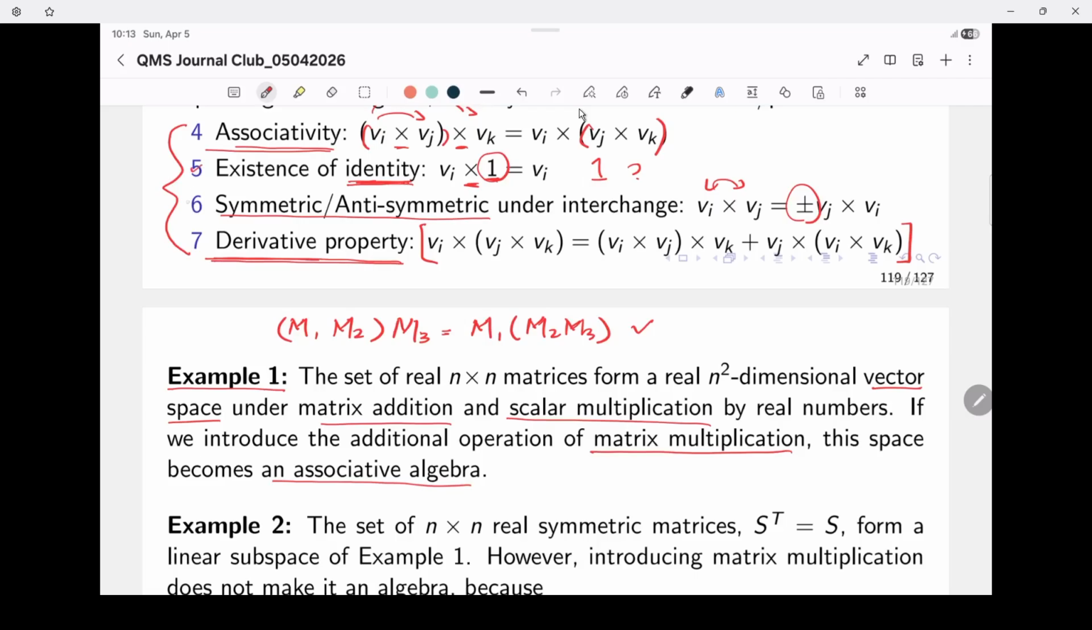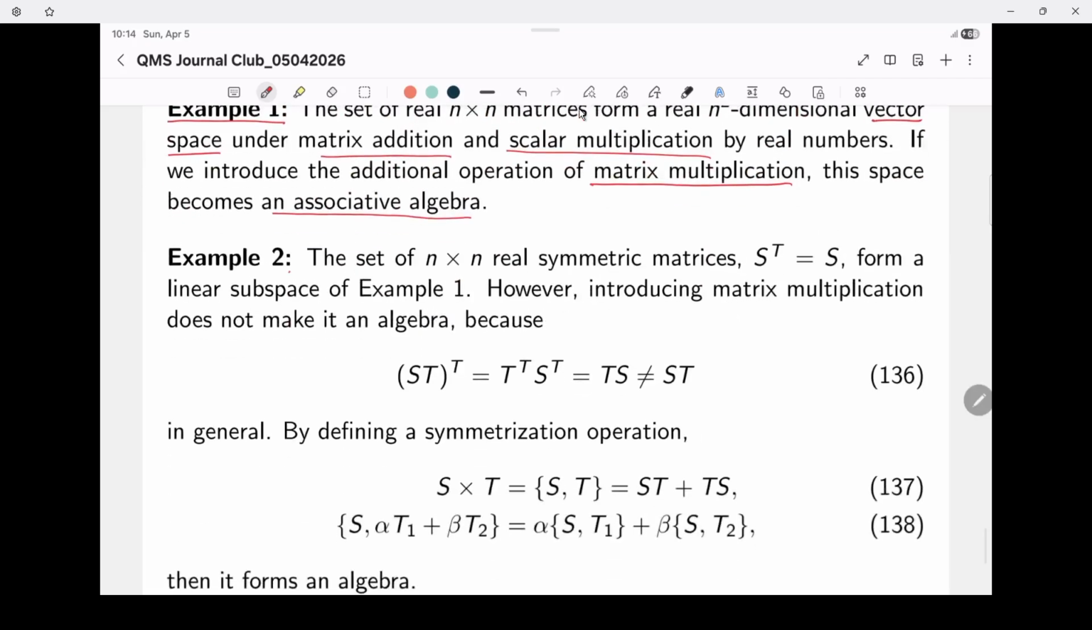Whether or not it satisfies all this, what would be the identity for this matrix algebra? Identity matrix. Yeah, it will be your identity matrix. Let's say if it is 2 by 2, so this will be 1, 0, 0, 1. So this is with respect to axiom number 5. 6 and 7, it depends. So we cannot discuss that at this point.